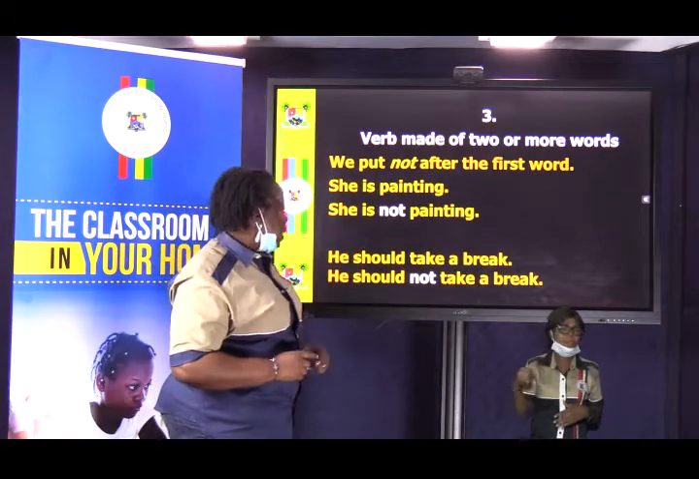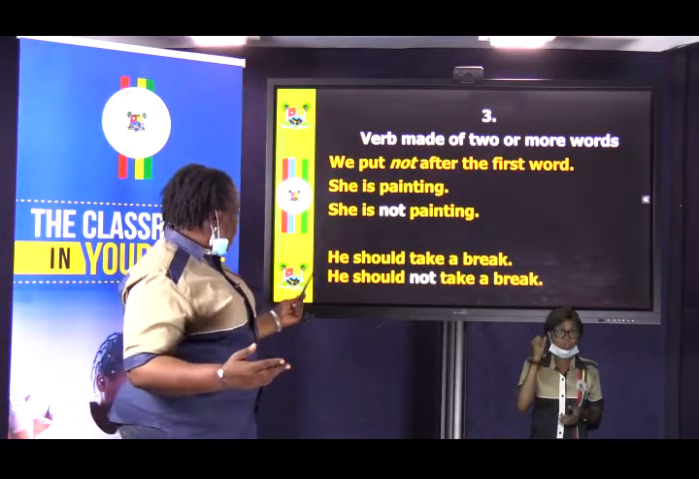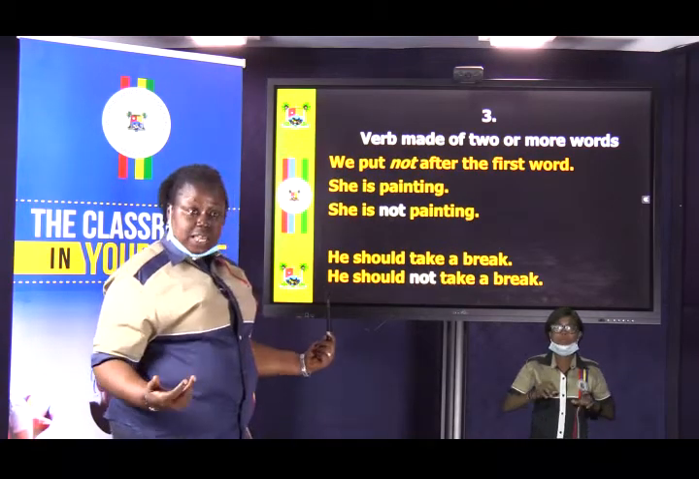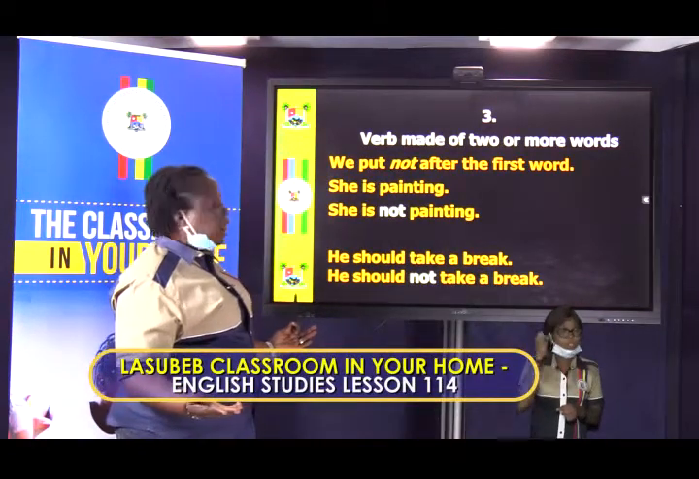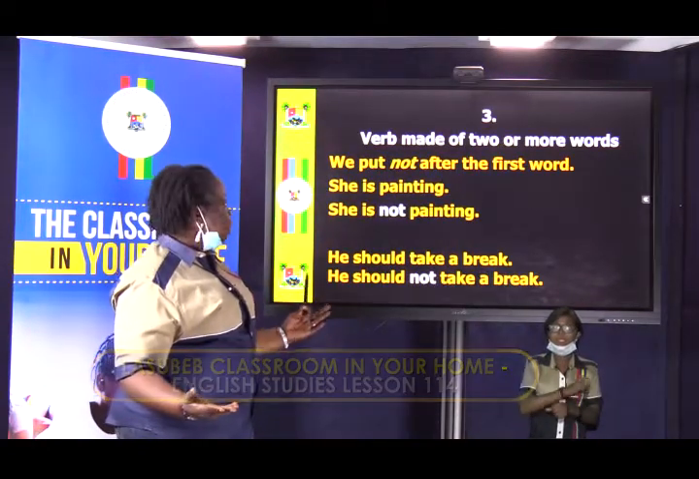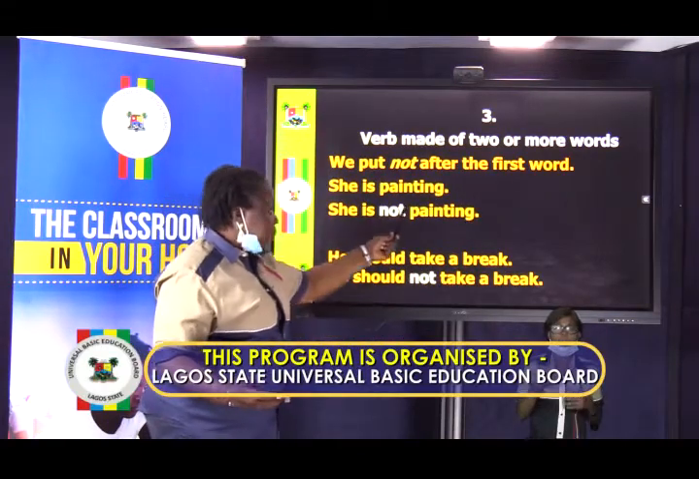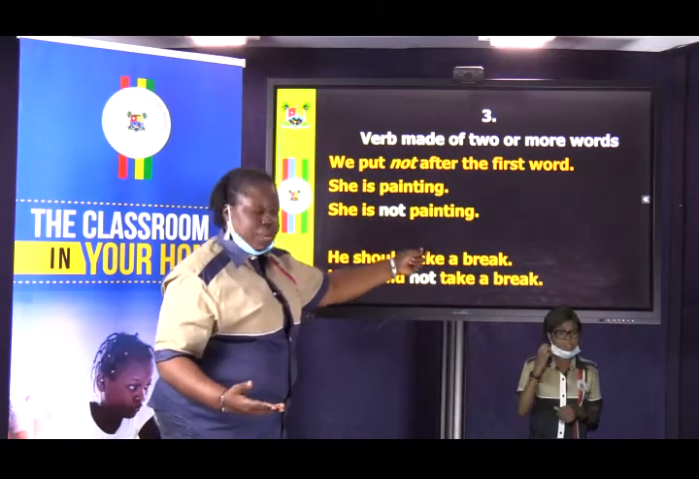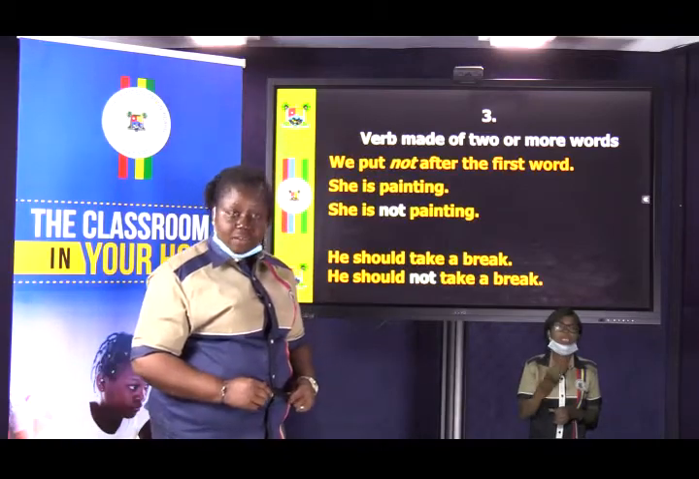He should take a break. To form the negative sentence out of it, it becomes he should not take a break. The not comes after the first word, should. Is painting, is not painting. Should take, should not take. Are we together?